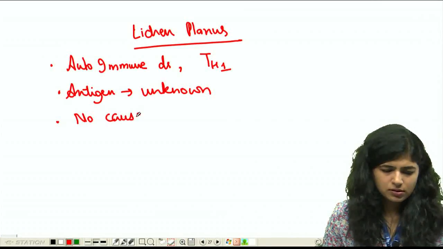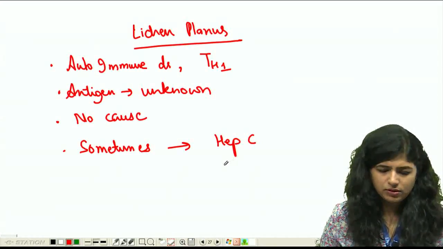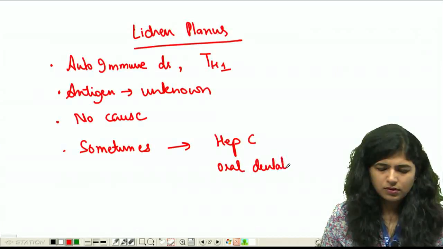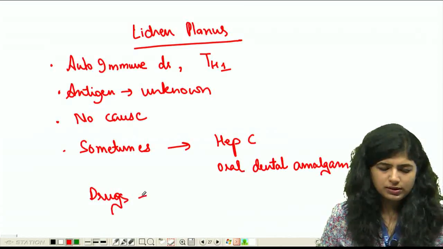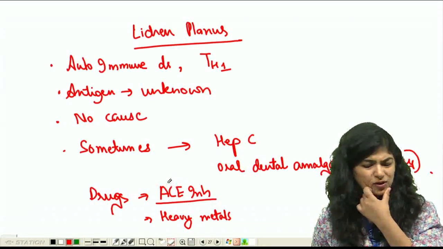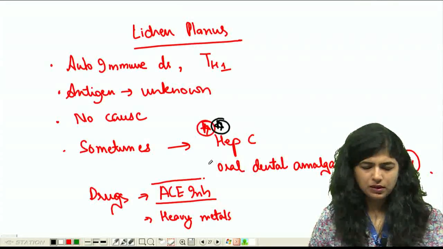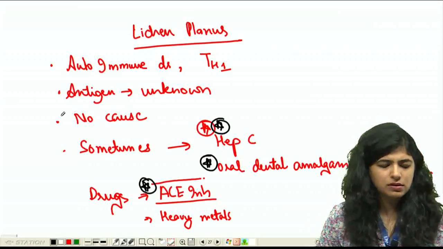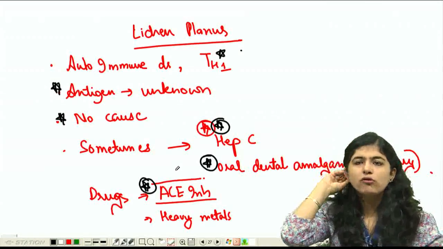Generally, there is no cause, but sometimes it can be associated with Hep C infection, with oral dental amalgam, which means a mercury filling, and some drugs. The drugs most commonly are your ACE inhibitors, then heavy metals like arsenic, gold, thallium. So mostly the questions are with ACE inhibitors. Hep C, dental amalgam, ACE inhibitors. These are all important questions with regards to the pathogenesis of lichen planus.